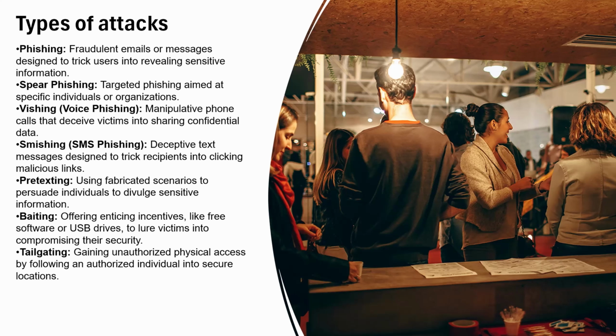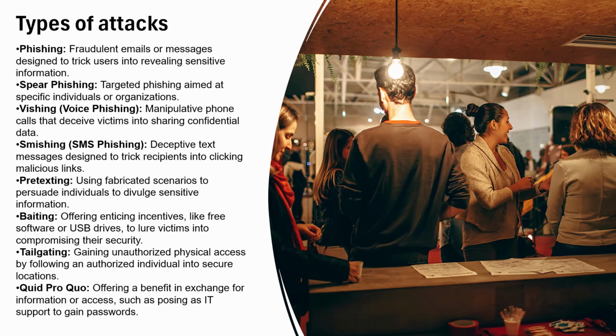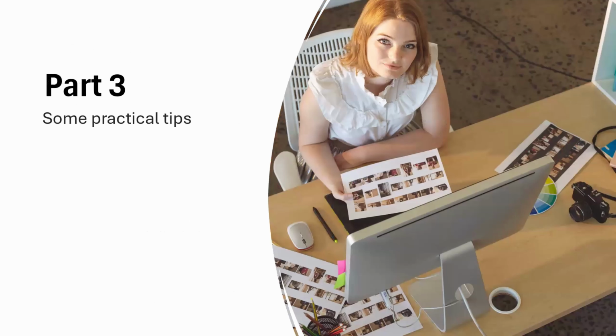Tailgating is gaining unauthorized physical access by following an authorized individual into a secure location. Example there, we talked about the fellow who was dating the girl from the data center. He was tailgating. He was trying to get access to that area by just following her through. Quid pro quo. So offering a benefit for information or access, such as posing as IT support to gain passwords. So those are, very quickly, some different types of attacks.